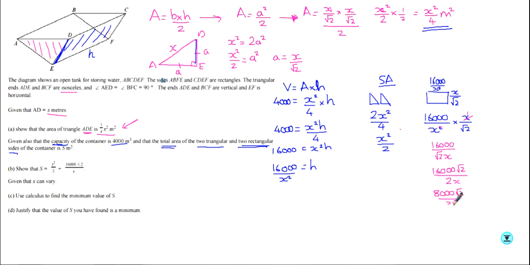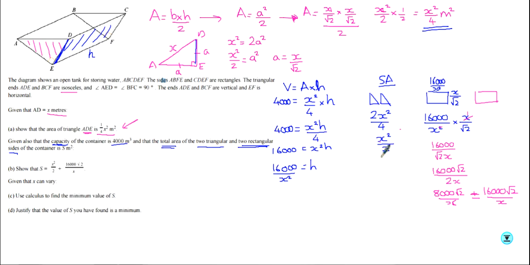But remember, that's just the one rectangle. So we've actually got another one of those. So we've got two of these rectangles. So it's going to be 16,000 again, root 2, over x. Oh, that's meant to be an equals. Sorry, guys. So two of those is that.